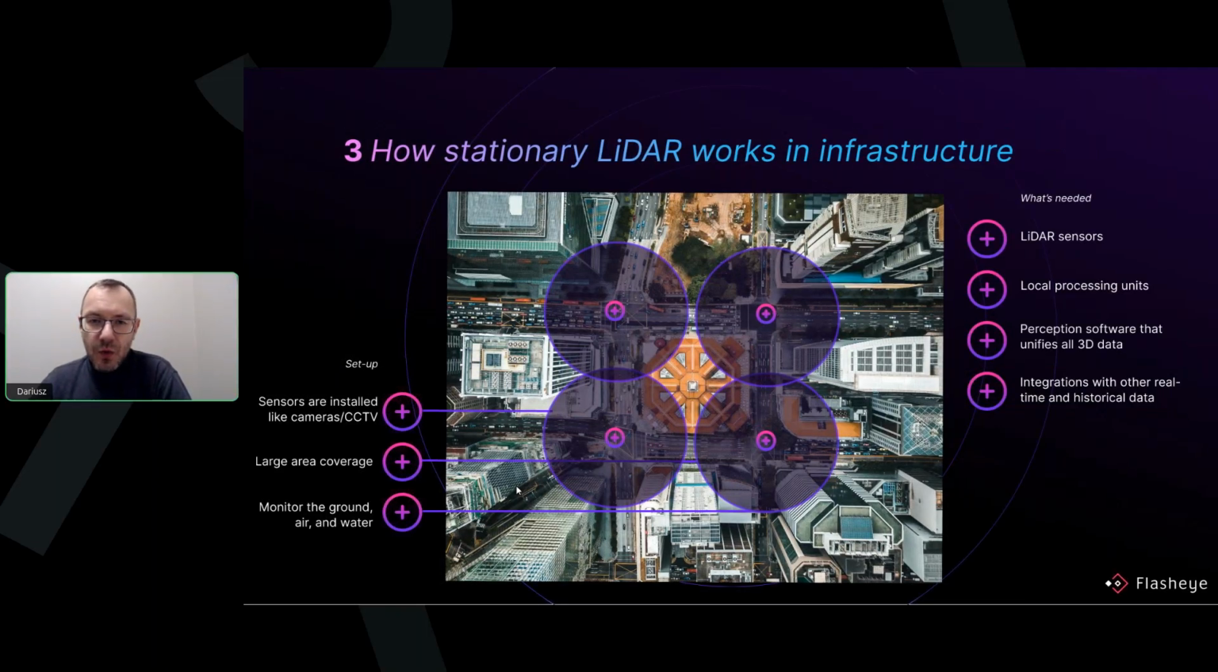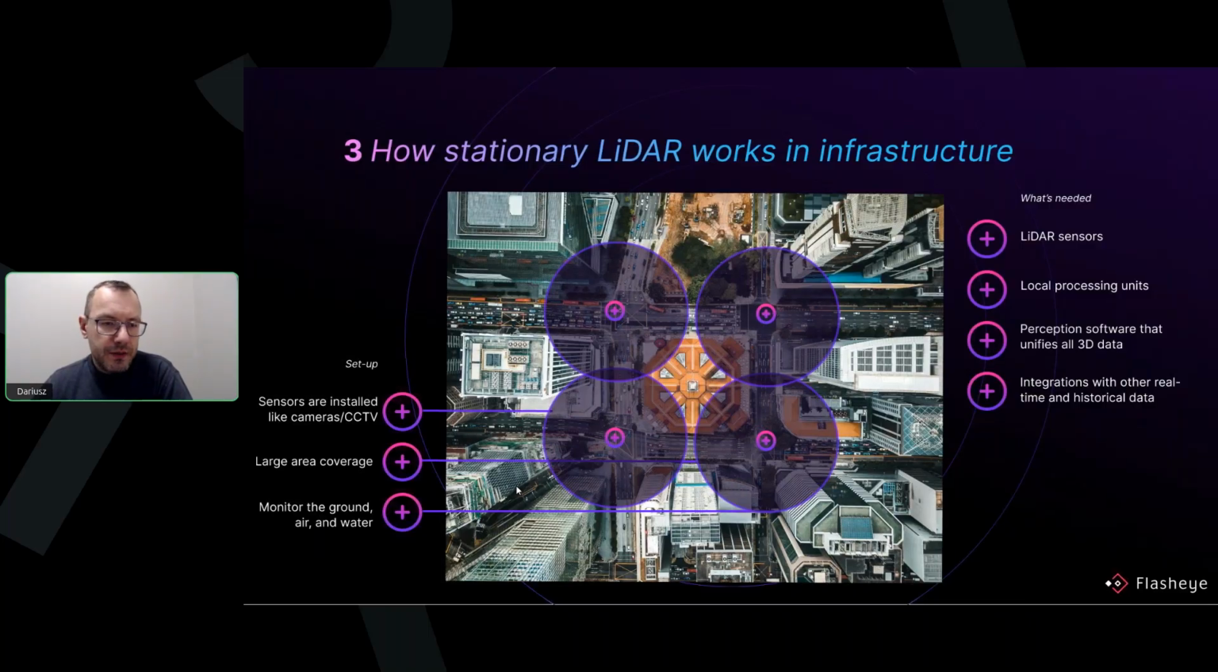How stationary LiDAR works in the infrastructure. So just as brief information, what is needed and how the setup looks like. Basically, you need a hardware setup. This is what you can see on the left side of the slide. You have sensors which are installed like standard hardware, like CCTV cameras and so on. The LiDARs can cover large areas and can monitor ground, air, and water at the same time. Then there is no issue with any reflections or any materials which are causing disturbance on the LiDAR data.